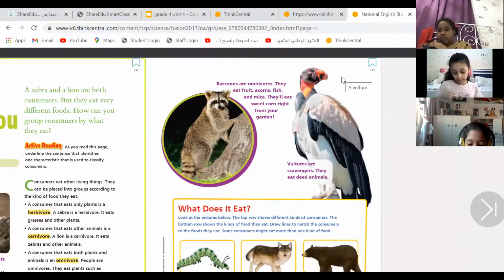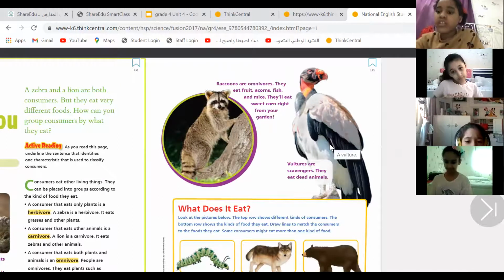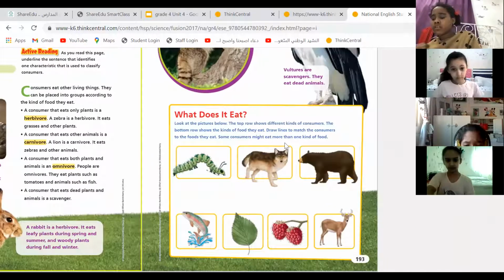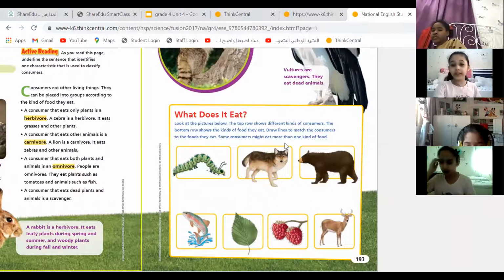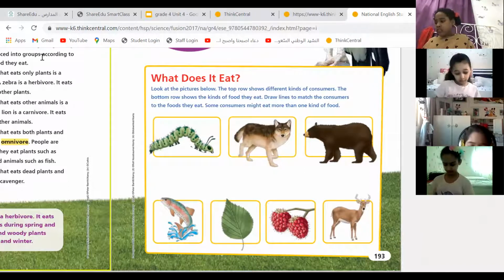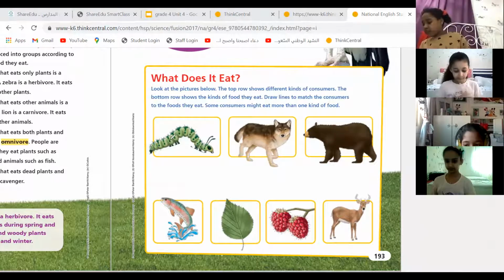One more thing, this one can eat what? Scavengers eat what? I think they are carnivores. No, they are scavengers. Yes, scavengers, they eat dead animals. Now let's take a look at this caterpillar. Caterpillar will eat what? Leaf. Okay, where is Maria? Here. Hi. Okay, a caterpillar will eat a leaf.